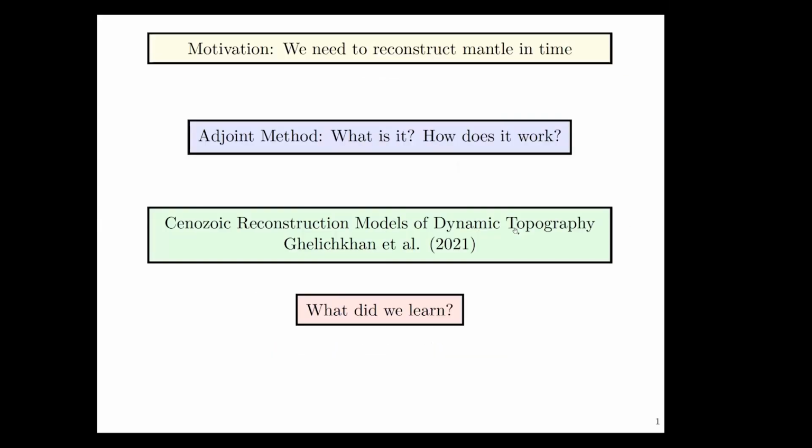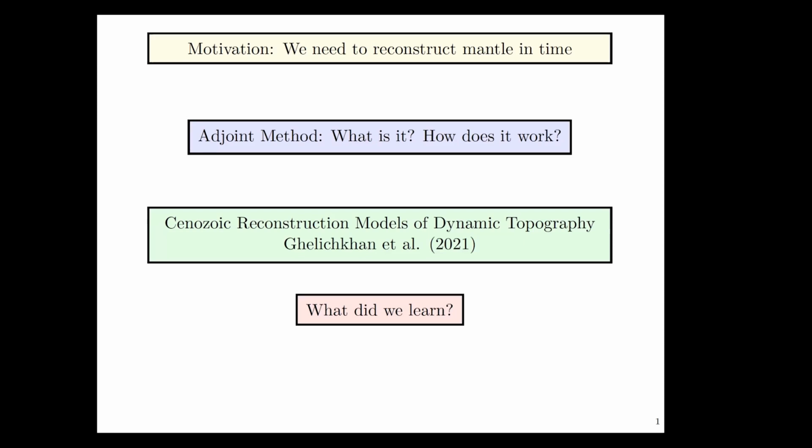Now, for today's talk, I have four specific blocks that I want to take you through. First of all, I want to go through motivation, why we need to do that. Then why we need to reconstruct mantle in time. Then I'm going to talk about my method of choice, which is the Adjoint method. I'm going to explain how it works.